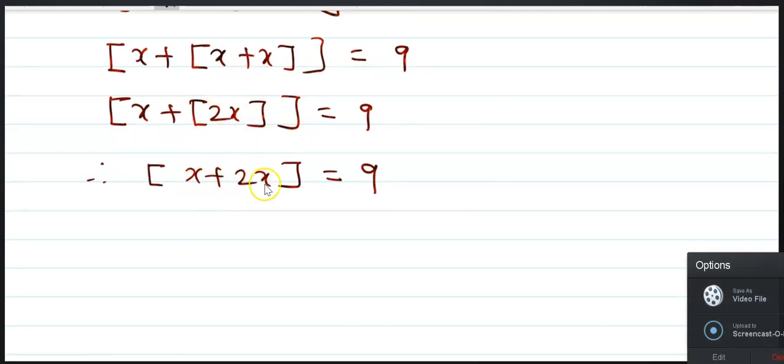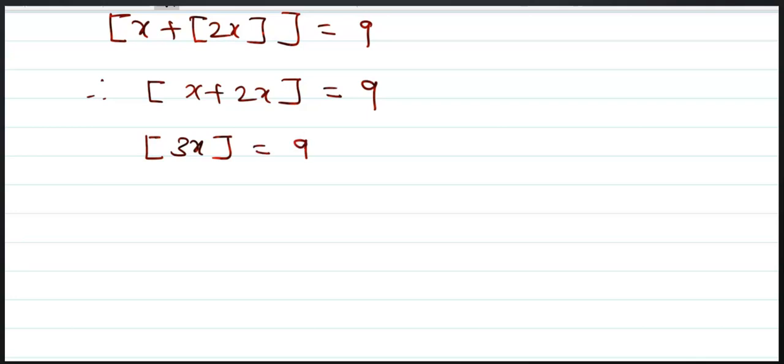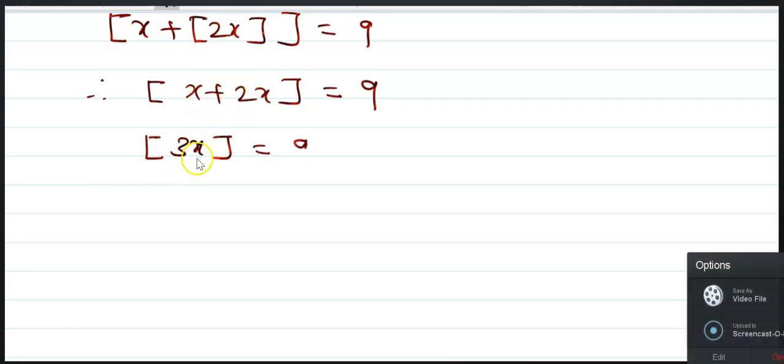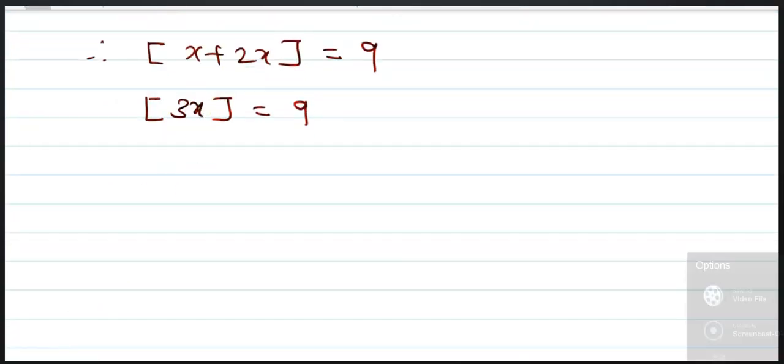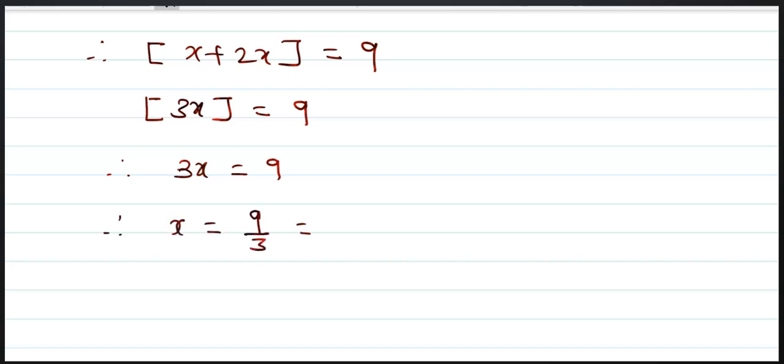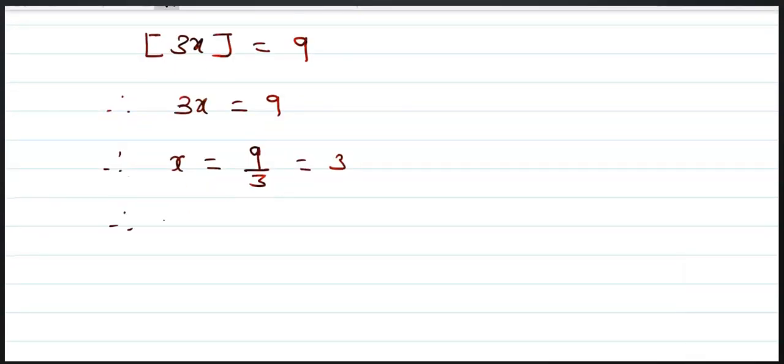Now again, x plus 2x is 3x. And what is the integral part of 3x? The integral part of 3x is 3x, and that is equal to 9. This is the 3x, their normal addition is there, that is equal to 9. The integral part of 3x is 3x, and that is equal to 9, and hence x is equal to 9 upon 3, that is equal to 3. Therefore, x is equal to 3. This is the answer.